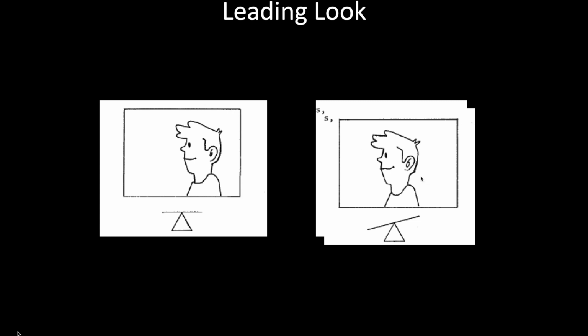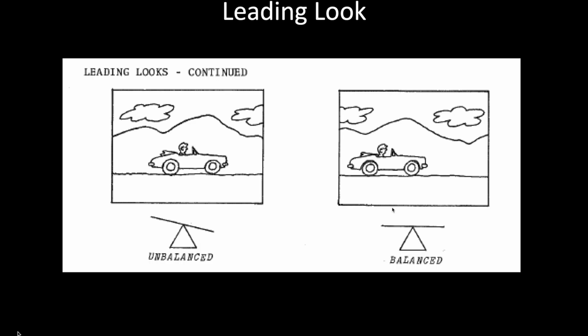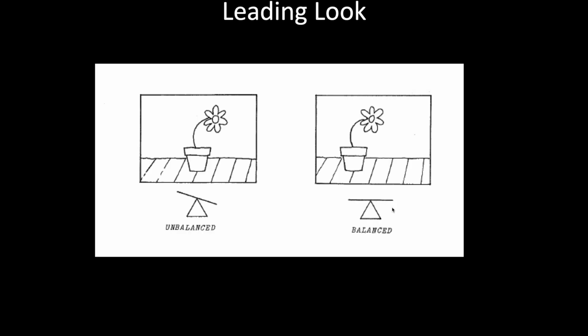It means that there's not enough room for the person to breathe. They're right past the middle point. The same thing, a leading look doesn't have to be a person. It can be a car, it can be a plant. So here we have an unbalanced leading look, and then with the plant being pushed more to the left, it'll be balanced.